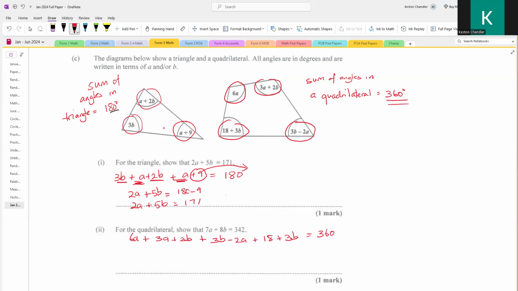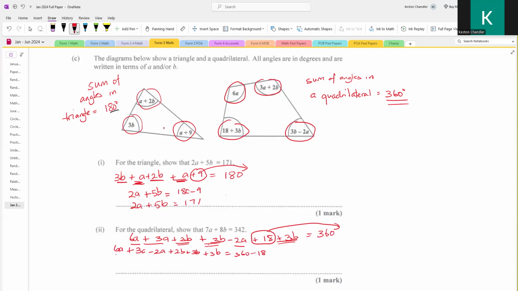Now, when you have all of these terms jumbled up together, write all your a's together so it's easy to work them out. 6a plus 3a, underline them. Make sure you take the sign in front of it. Minus 2a. Then do the b's. Plus 2b plus 3b plus another 3b. And then what are you left with here? 18. Carry that across to the side. 360 minus 18. You work these out.